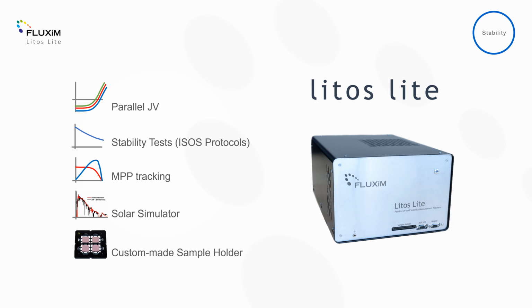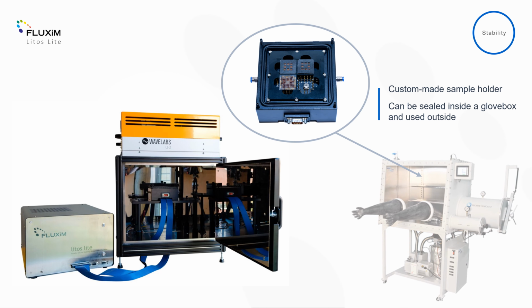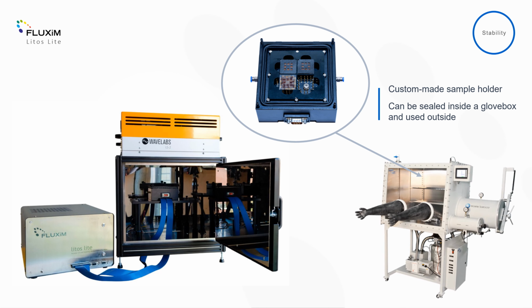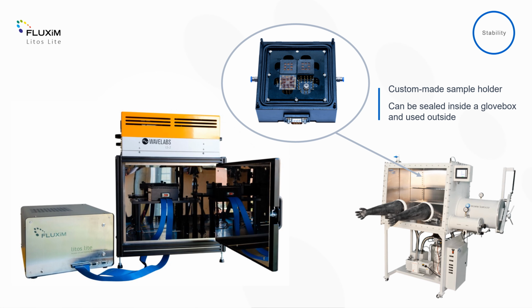Litos Lite is a parallel JV and stability measurement platform specifically for solar cells. This system can perform parallel JV measurements at different temperature and stress the solar cells with either constant voltage or current. Individual MPP tracking is also possible on each of the devices. Each sample holder is custom made and allows you to seal your samples in a glove box and take them out without air exposure. Illumination is provided by an external solar simulator, which adds flexibility to the setup.